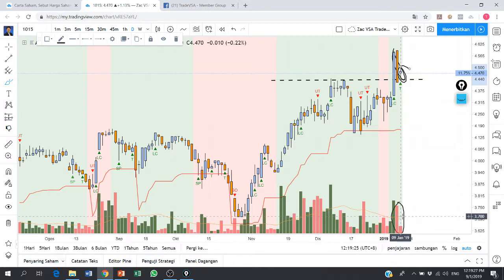We have another session after lunch, so we will still monitor the volume. If the volume is low, then it will be nice, because this is the confirmed test, which means the sellers have been removed from this market and they are ready to push up again.